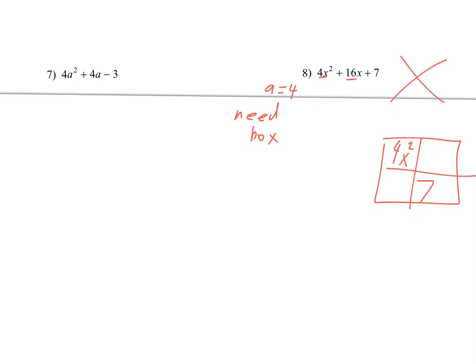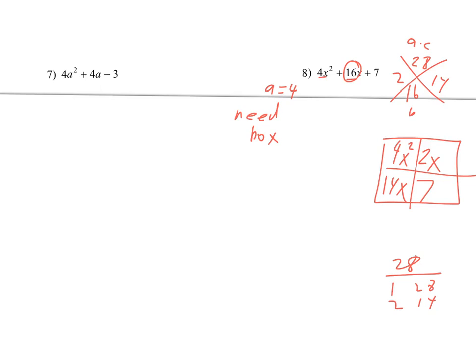So I'm going to go to my X for this. So we do A times C here, which is 28, and then B is 16. So I'm going to think about what makes 28. So that would be 1 and 28, obviously. 2 and 14. Oh, and you know what? 2 and 14 is going to work. So I'll put 2x and 14x so that they add up to this middle term.